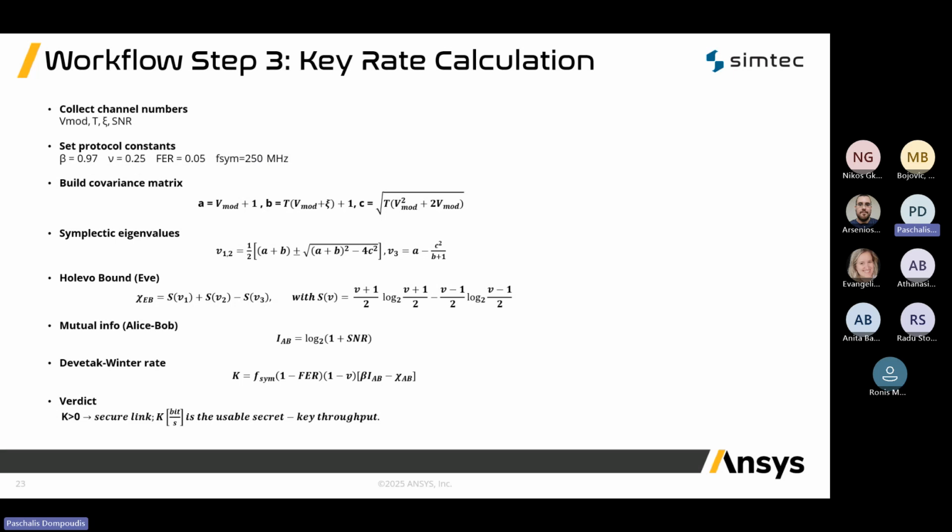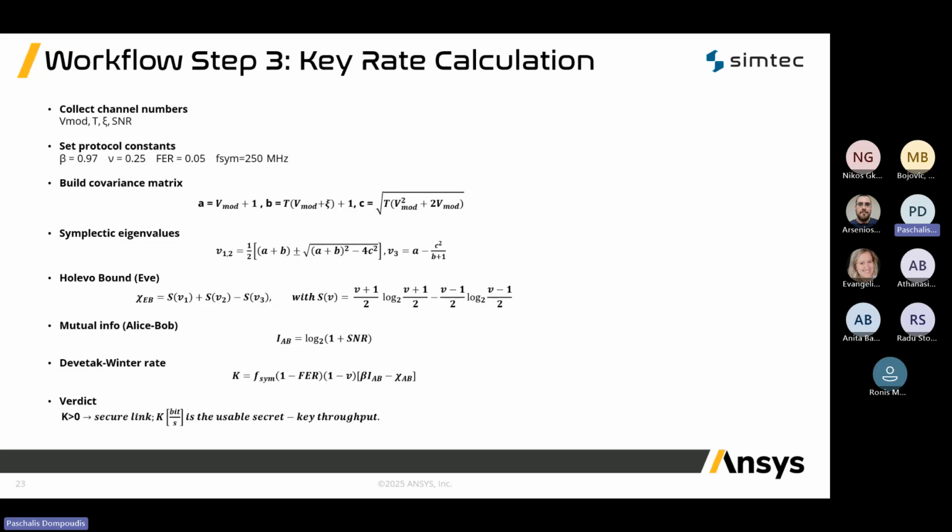So from the preceding steps, we know the modulation variance, V mod, the channel transmittance, the trusted excess noise Xi and the SNR. And the protocol fixes the reconciliation efficiency beta at 0.97. We also have the fraction of symbols revealed for parameter estimation, which is 0.25. The frame error rate is 0.05. And we also have the 250 megahertz symbol rate. Then we have some maths. I will not tire you with the math so much.